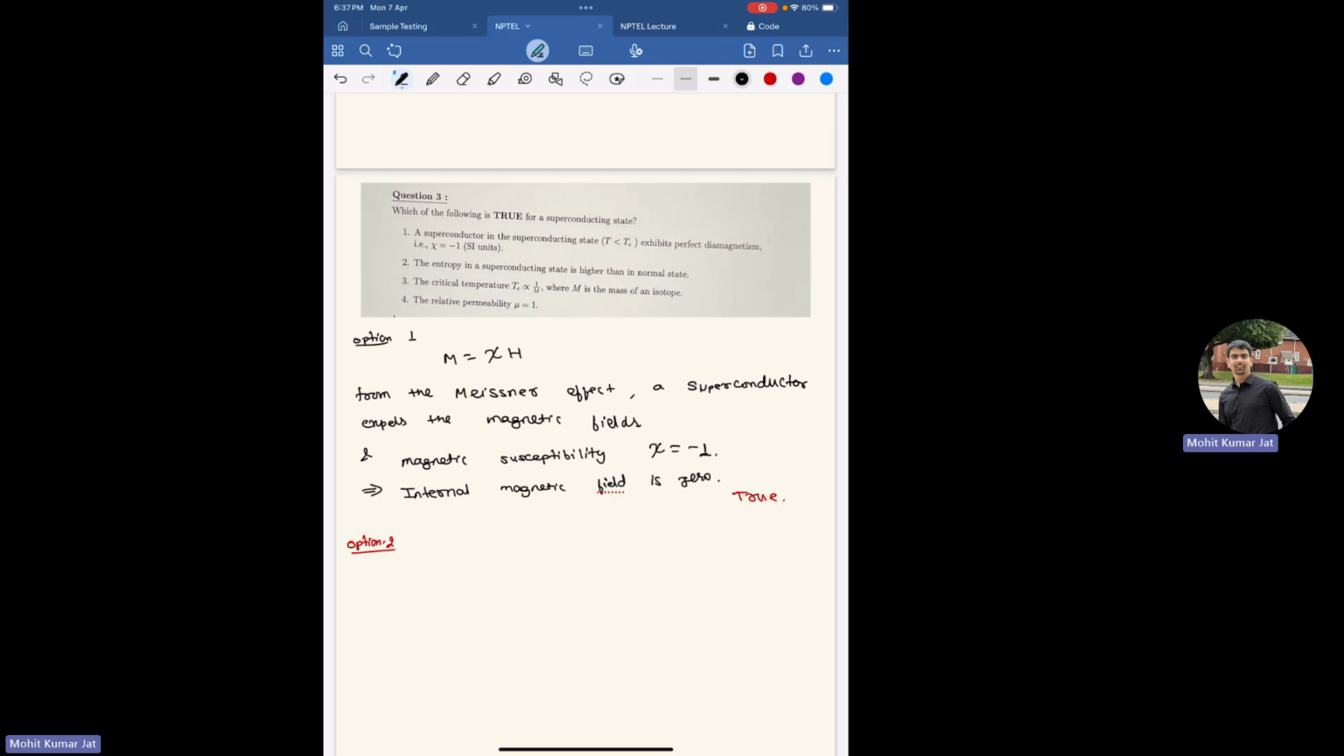Because superconducting state is more ordered than the normal state. And this implies less entropy. So option 2 is false.